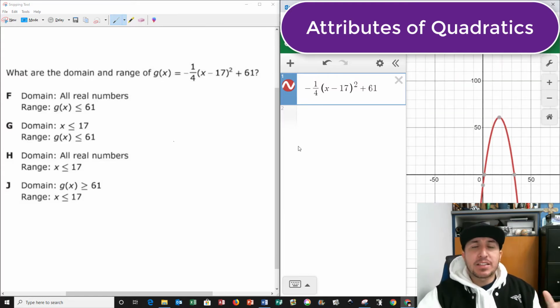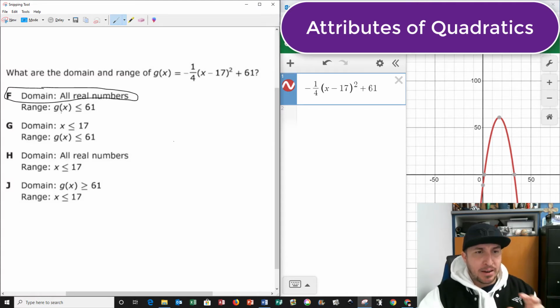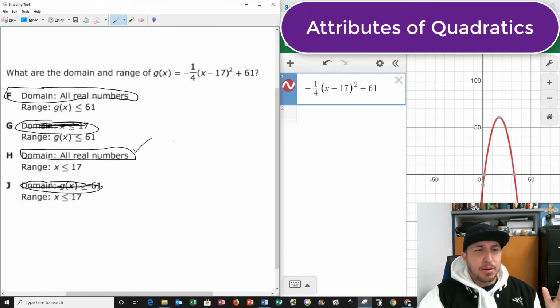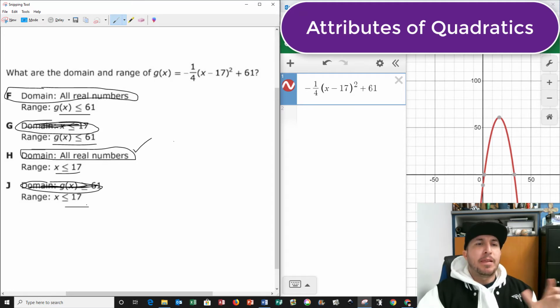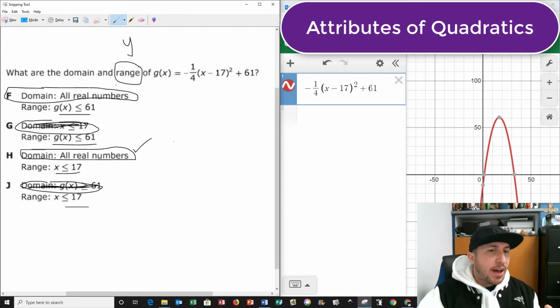Your domain is still all the real numbers. So you know for sure my domain is going to be all real numbers. By the way, I didn't mean to circle F, I just meant to circle domain. Domain is always all real numbers. Domain all real numbers, yep, I like him. This one doesn't say all real numbers, so it can't be him. Now the range part. The range is never all real numbers. Range values are Y values.